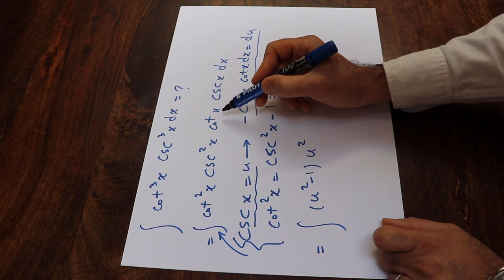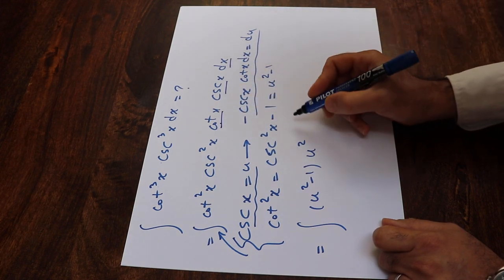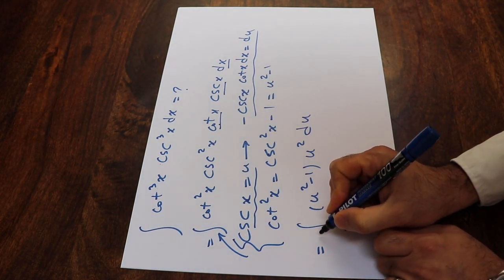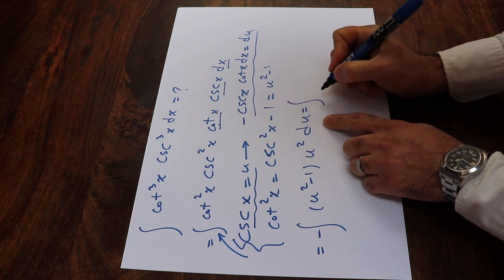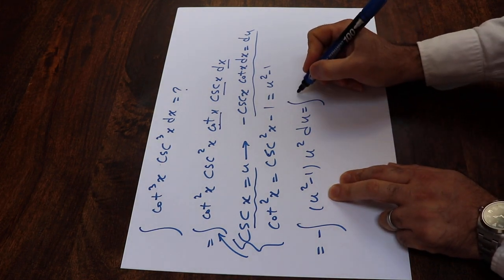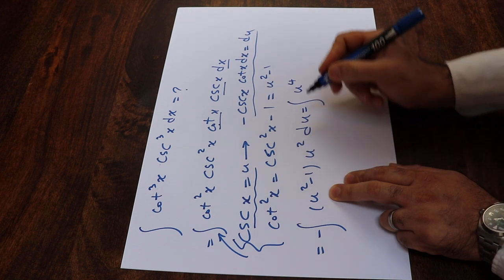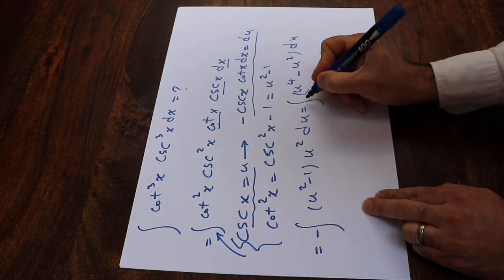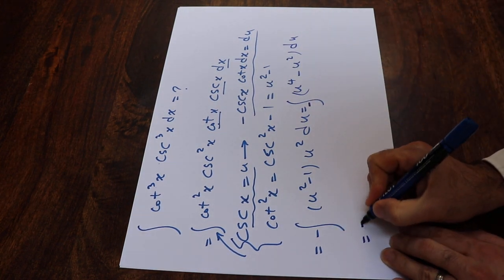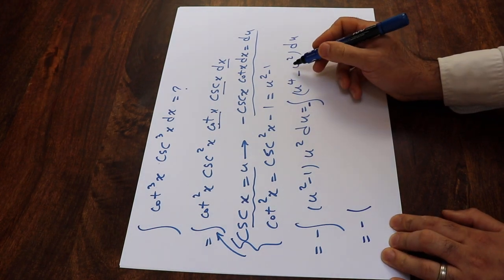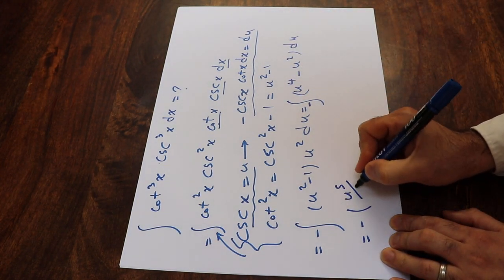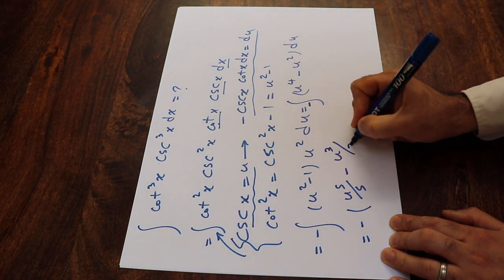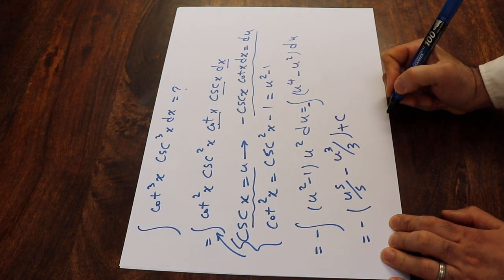Therefore cotangent x cosecant x dx will be equal to du, but there is a minus sign, so I put this minus sign here. That will be equal to the integral of u to the fourth, since u squared times u squared is u to the fourth, minus 1 times u squared is u squared, du. And there is a minus sign here as well. So this will be equal to minus the integral of u to the fourth, which is u to the fifth divided by 5, minus the integral of u squared, which is u cubed divided by 3, plus c, which is the constant of the integral.